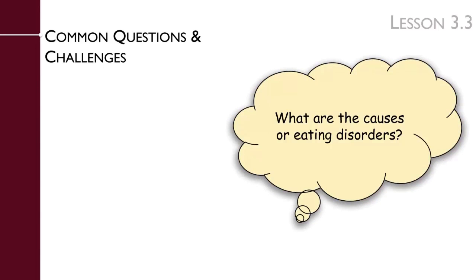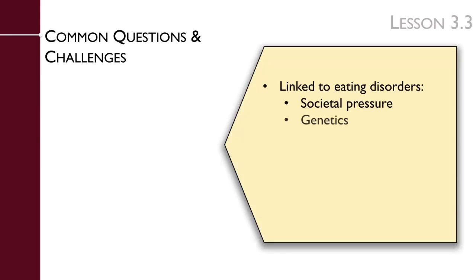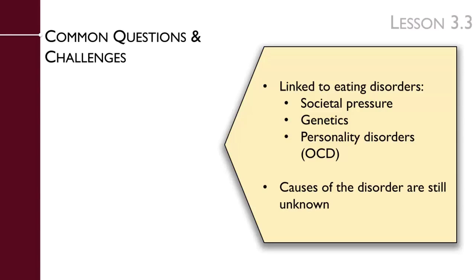Students may want to know more about the causes of eating disorders. There are many things that are linked to eating disorders, such as societal pressures, genetics, and personality disorders such as obsessive-compulsive disorder. It is still unknown whether the hormonal and neurological changes seen in eating disorder patients cause the disorder or if it is in response to the disorder, but eating disorder patients are less likely to respond to signals telling them to eat and get less pleasure from eating.